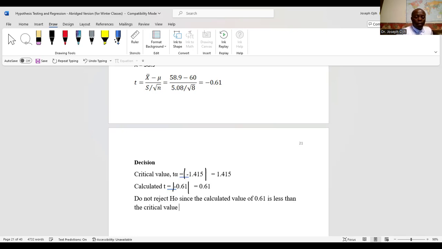Value of 1.415. Yeah. So the decision is to not reject. Conclusion. So we do not reject the null hypothesis.